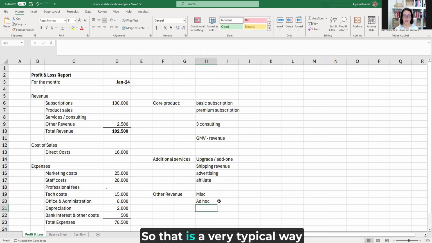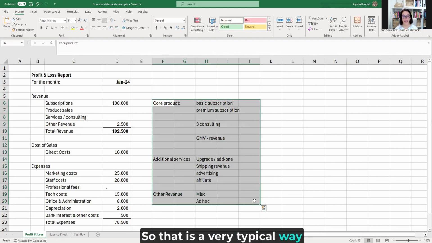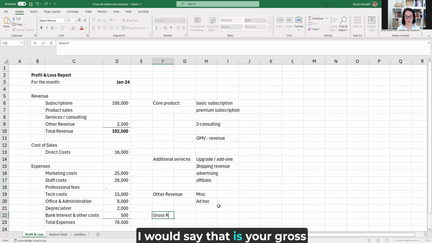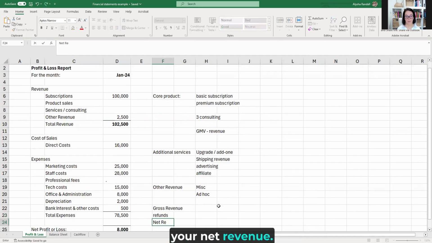So that is a very typical way that I would want to see revenue for a high-performing finance team, and also to understand the business. So then you can really see what's going on. On top of that, I would say that is your gross revenue, and then you would have refunds, and then you'd have your net revenue.